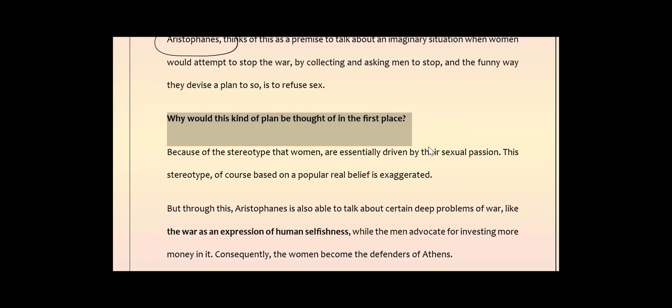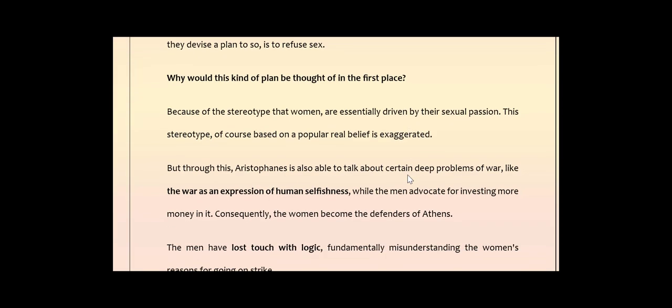First of all, comedies are based in absurd situations. Most comedies, even in modern times, are absurd situations, exaggerated. But it's definitely based on the stereotype that women are essentially driven by sexual passion, and this stereotype of course is based on a popular real belief which existed at that time. So when I was asking you whether it's a feminist play, we will have to take into consideration the stereotype, which is to a great extent expressed throughout the play.